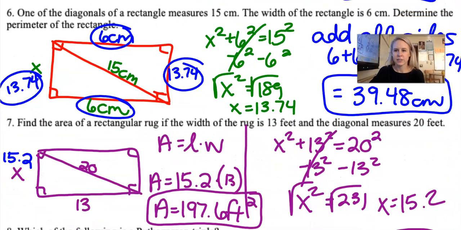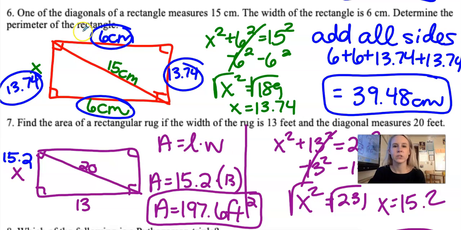Number 6. One of the diagonals of a square rectangle measures 15. So I drew a rectangle, I drew the diagonal, it was 15. That is the hypotenuse. Okay? The width of the rectangle is 6, so the bottom was 6, and I am trying to figure out the perimeter. To figure out the perimeter, I already know 6 and 6 because it's a rectangle, but I'm going to need to find how tall this rectangle is or its length, okay?